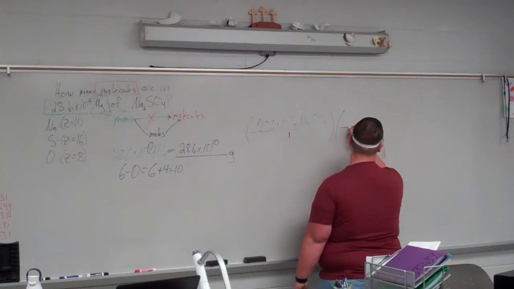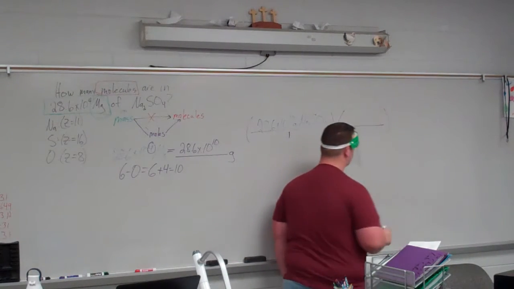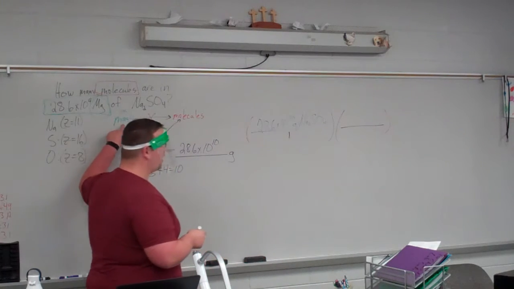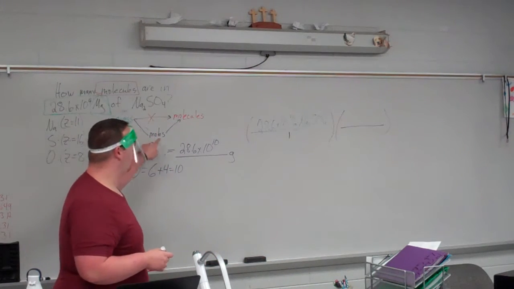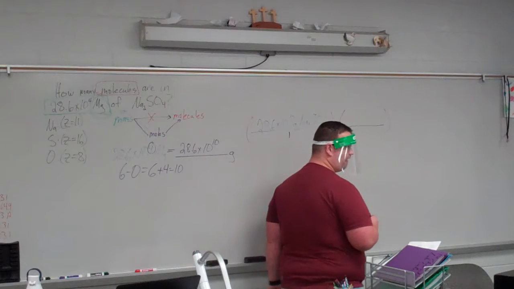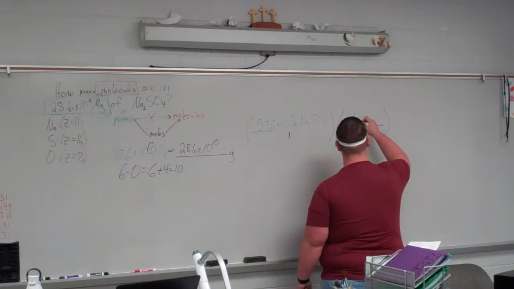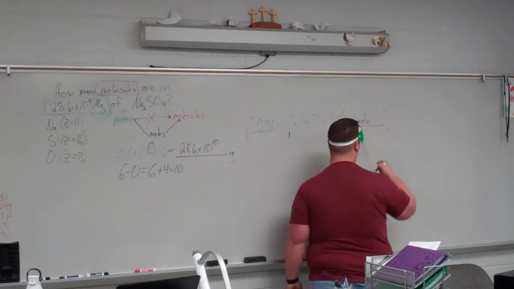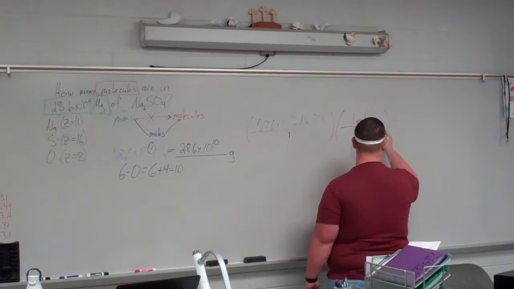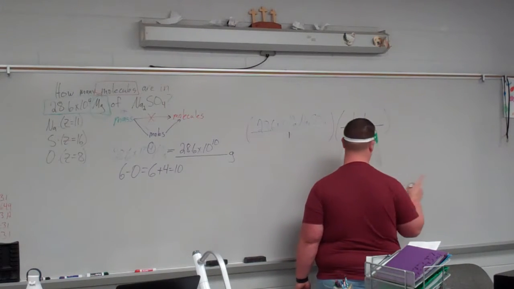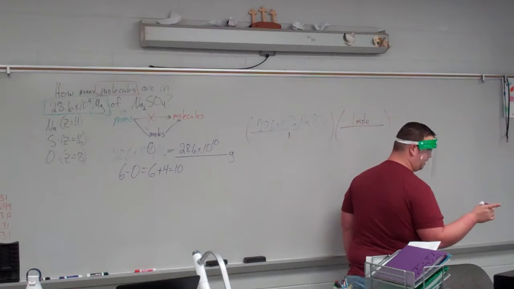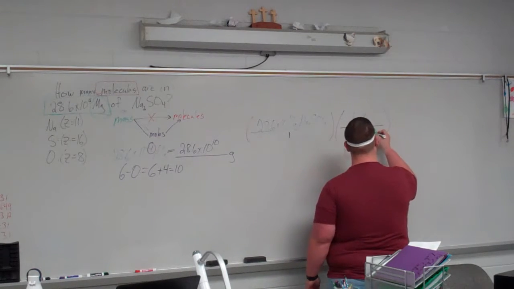This is what I'm saying. We have to have a plan. I'm at mass. Where am I going? I'm going to moles. What goes on top of my conversion factor? 1 mole. What goes on the bottom? The 28.6 times 10 to the 10th grams. That's what you start with. The unit grams is going to go on the bottom.